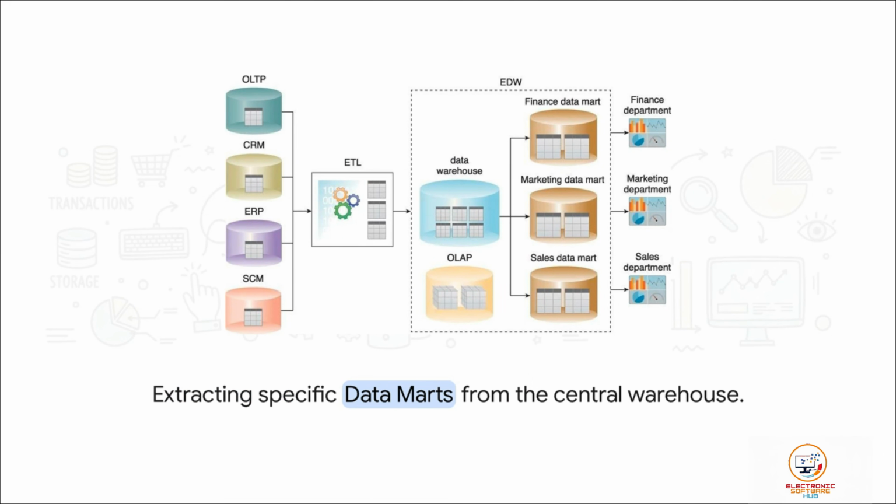To prevent insanely slow query times, businesses don't just leave everything in one giant pile. They extract smaller, domain-specific entities from that central warehouse using another ETL process. Basically, they carve the big warehouse up into little specialty shops called data marts. Now you have these optimized, highly specific databases sitting exactly where they belong.